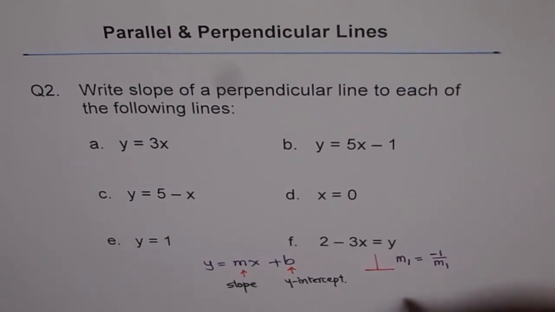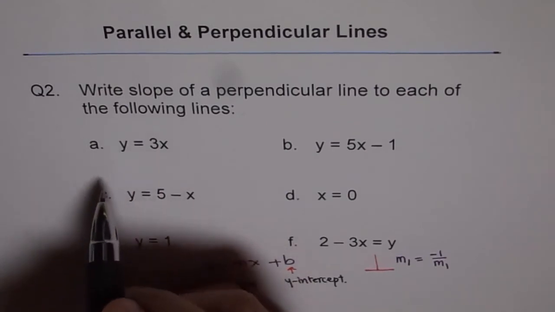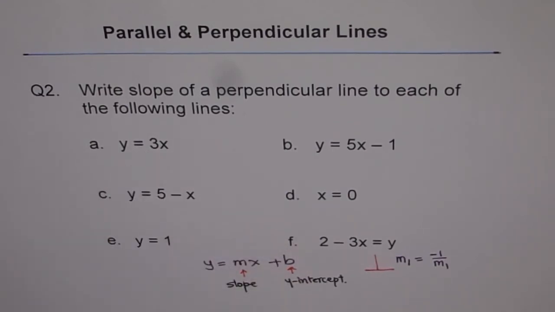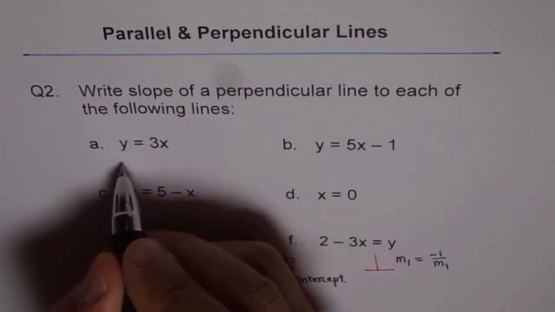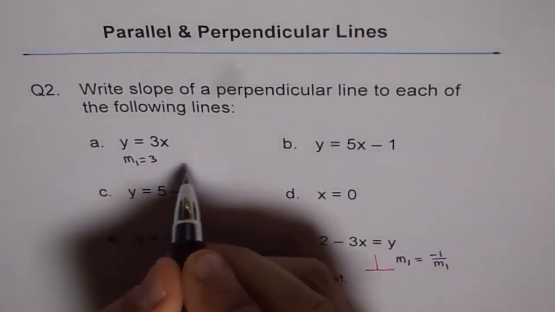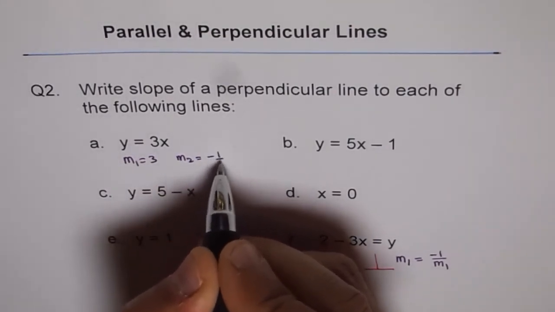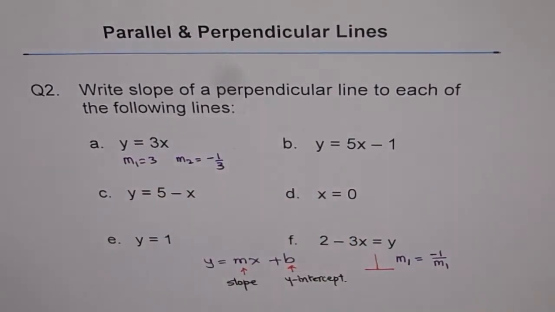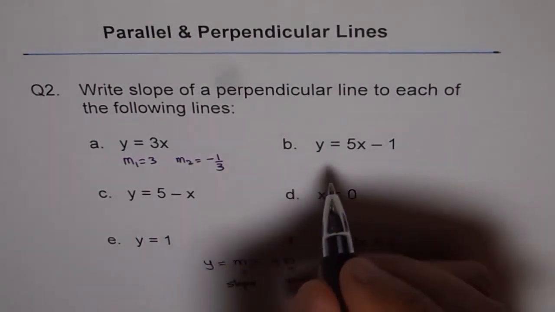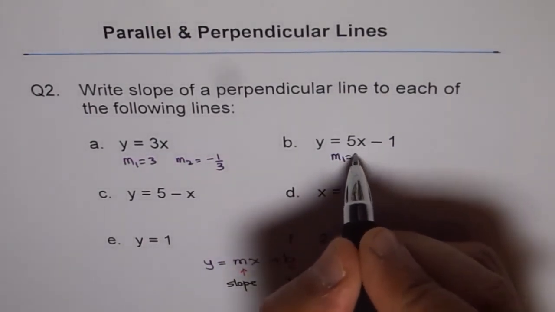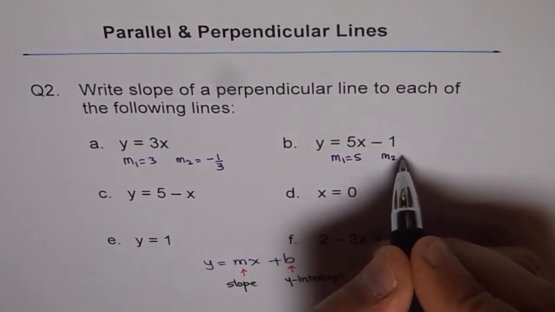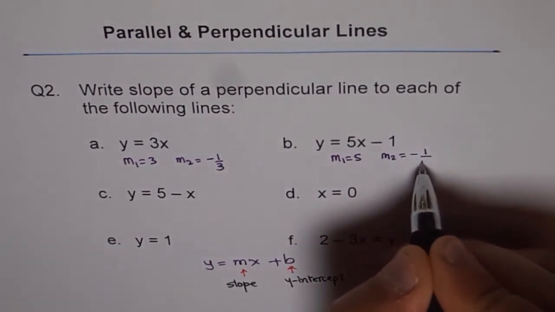Okay, now let's go one by one. We'll write m1 as slope of the given line and m2 as slope of perpendicular line. So in the first case, m1 equals 3 and therefore m2 equals negative 1 over 3. That is what we mean by negative reciprocal. Okay, here m1 equals 5 and m2 equals negative 1 over 5.